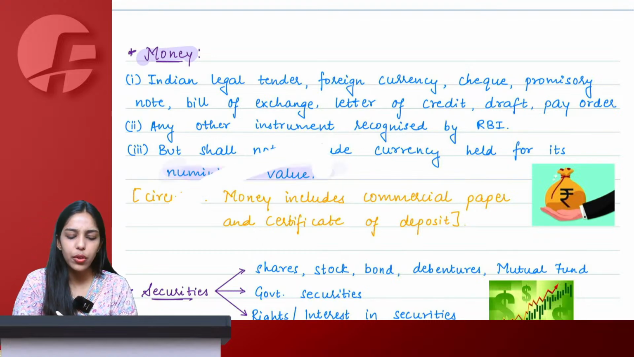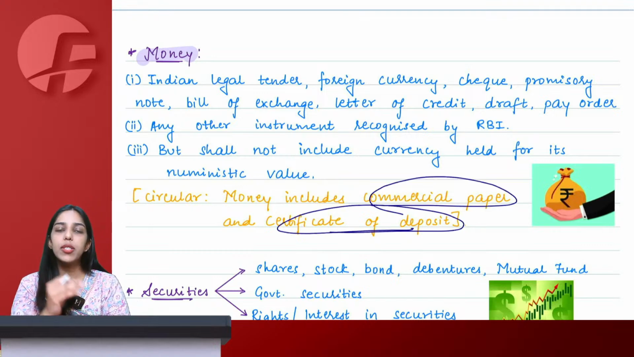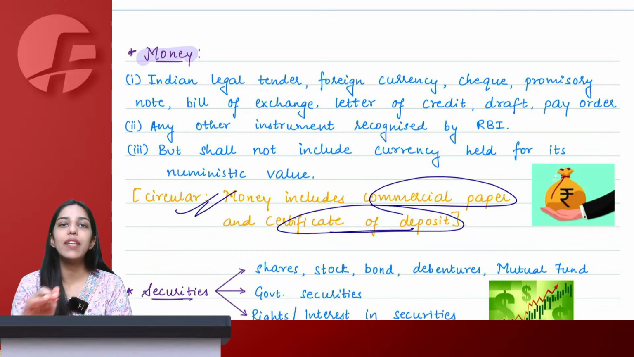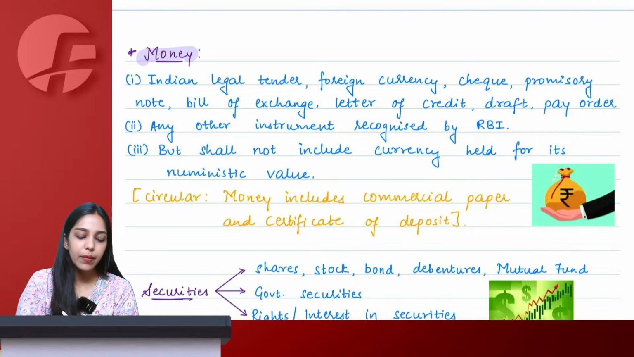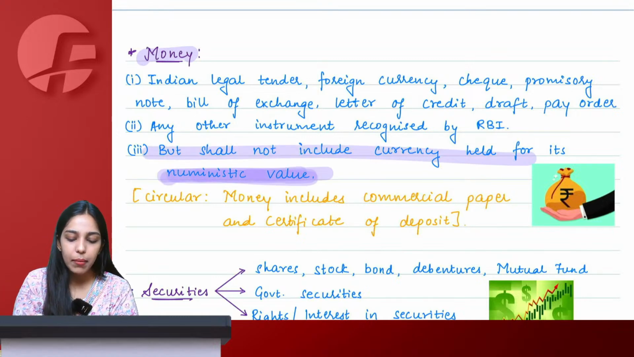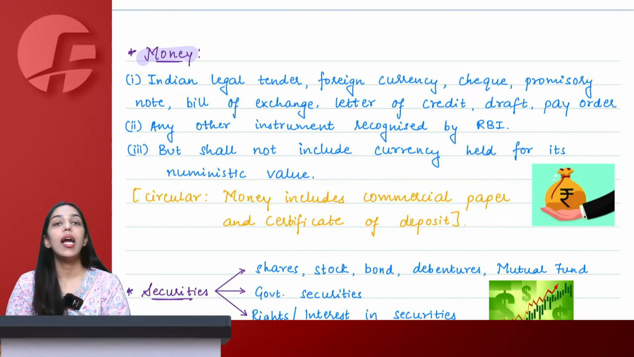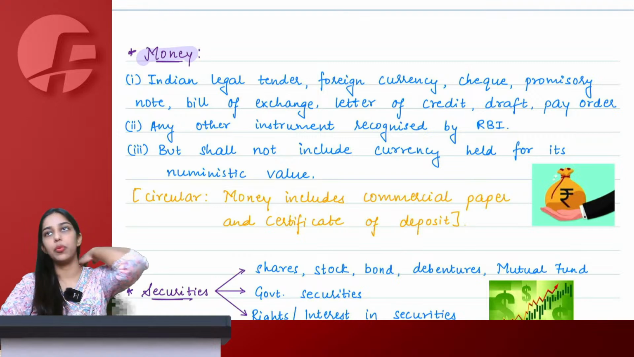This I have already told you, that money will also include CD and CP. Certificate of deposit and commercial paper is also money. A circular was separately issued to clarify that CD and CP are also money. Tell me, any one of you, what do we understand by this third point, saying that money will not include currency held for its numismatic value?